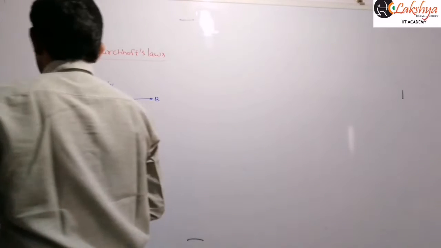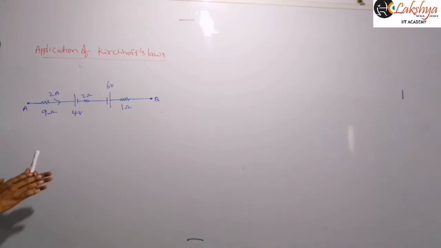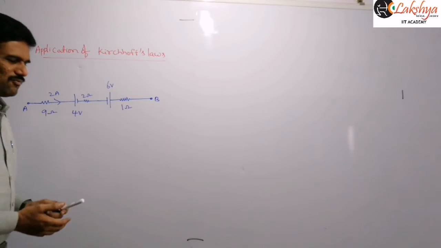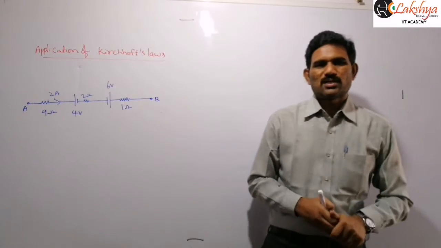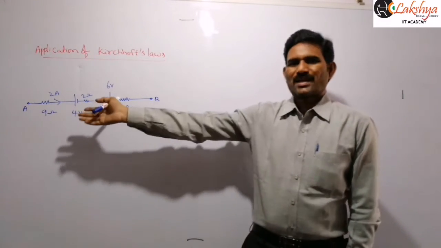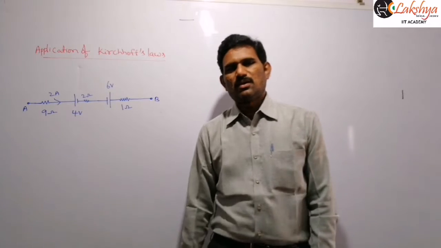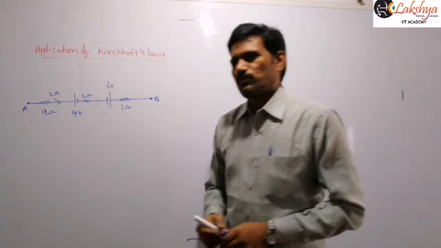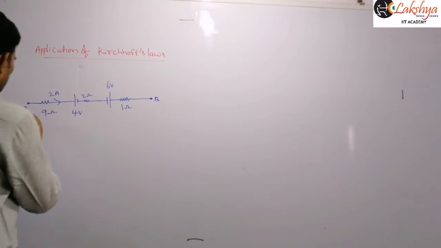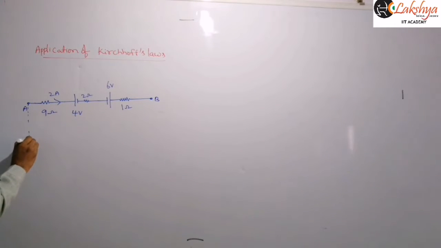calculations. Because we said the second law is generally applicable for closed loops, right? But for such a branch of the circuit also we can apply it. We can apply it by assuming this as a closed loop, by assuming that A and B are connected like this.